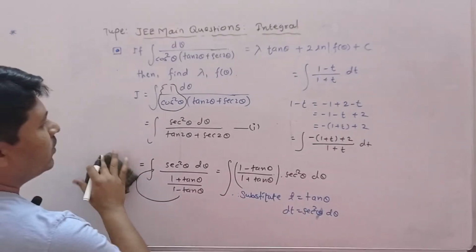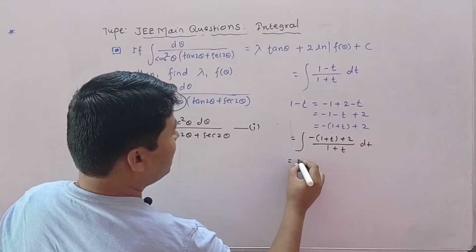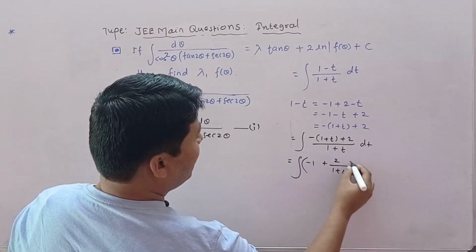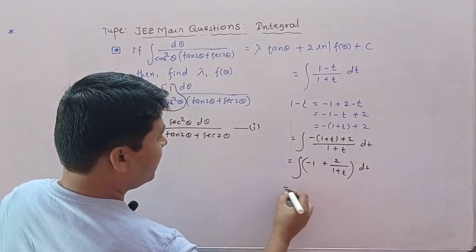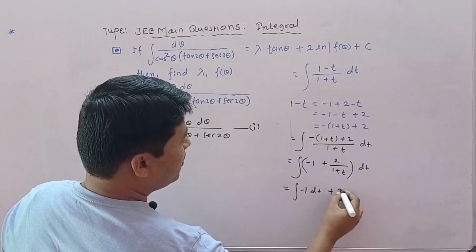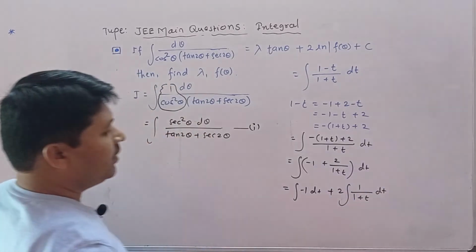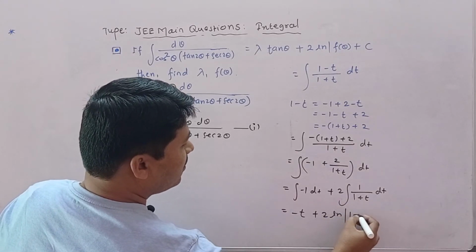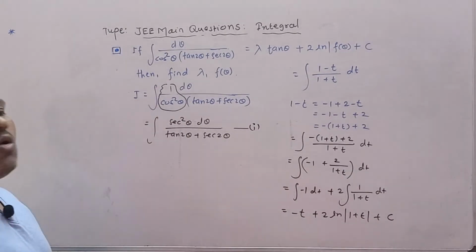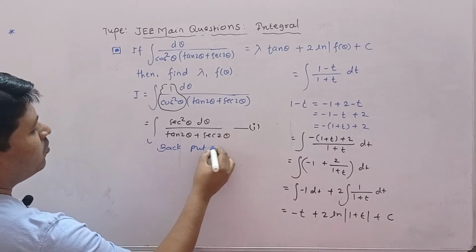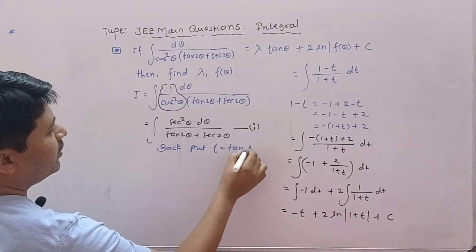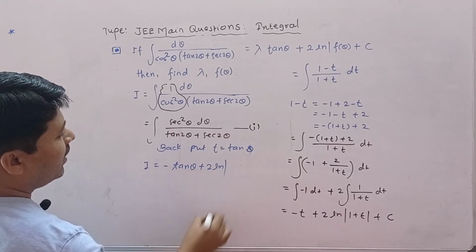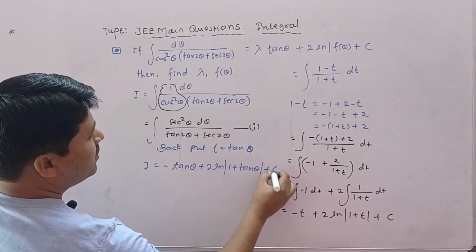Now we move on with the solution, and we can write it as the integral of minus 1 plus 2 divided by 1 plus t dt, and now we find the separate integrations. The integral of minus 1 dt is minus t, and plus 2 times the integral of 1 by (1 plus t) dt, which gives ln of (1 plus t), plus c, a constant of integration. Now we put back t equal to the original value, tan theta. Therefore I is equal to minus tan theta plus 2 ln of (1 plus tan theta), plus c, a constant of integration.